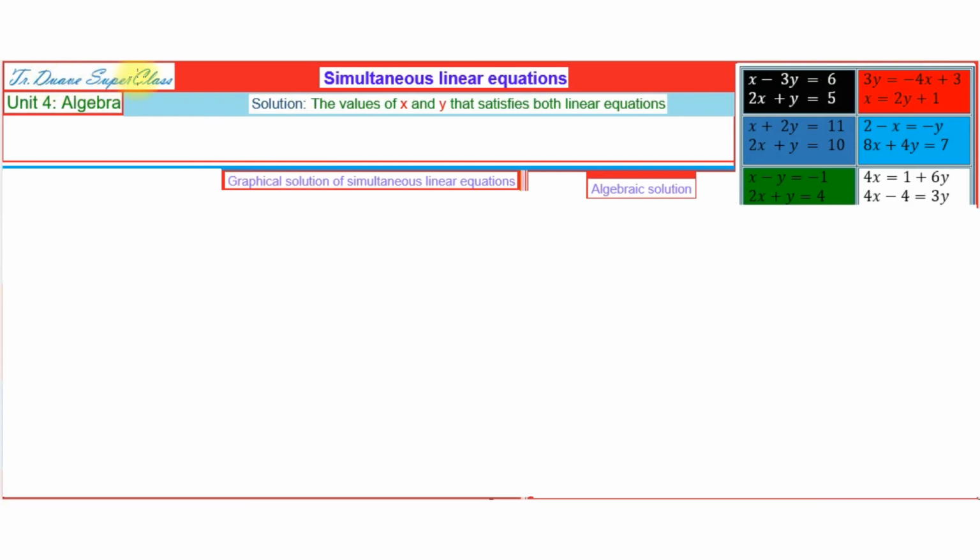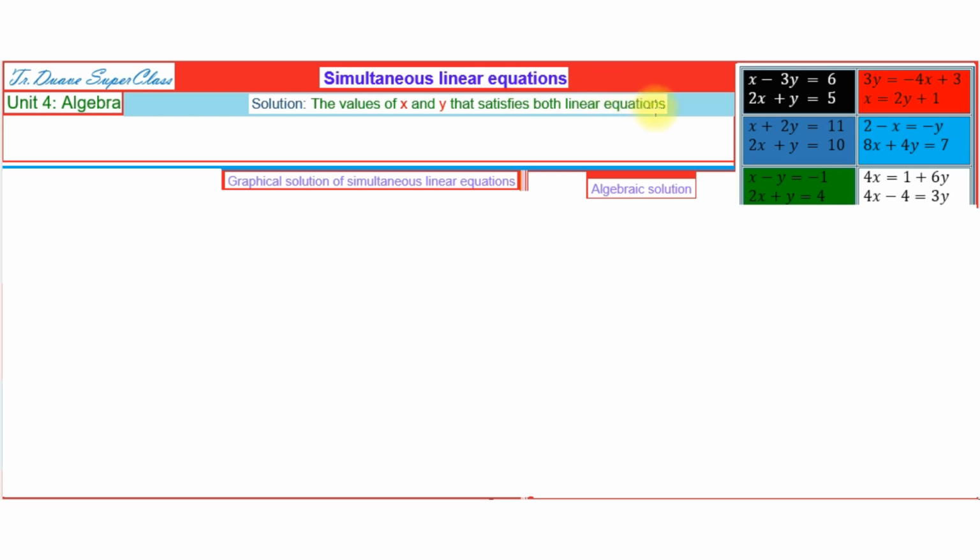And in today's lesson, we're going to look at simultaneous linear equations, where we'll learn both graphical and algebraic solution of simultaneous linear equations. And we have these exercises to work them out. We'll use the first one as our example in this video. To find the solution of the simultaneous linear equation simply means to find the value of x and y that satisfies both linear equations.